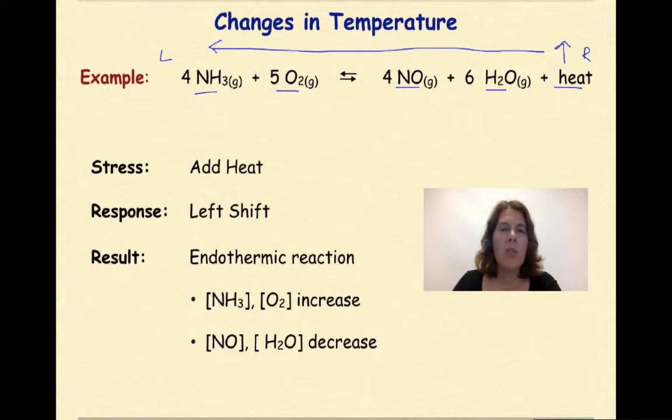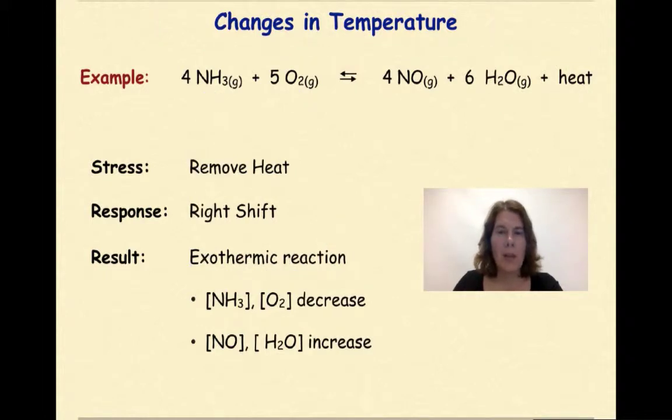Whenever you see an indication that heat has been added, heat is being absorbed, and it is an endothermic reaction. So adding heat and endothermic reactions go hand in hand. In this case, heat is found on the product side. Therefore, we're going to have a shift to the left in favor of reactants. NH3 is going to increase, oxygen is going to increase, nitrogen monoxide is going to decrease, and water vapor is going to decrease as a result in this new point of equilibrium.